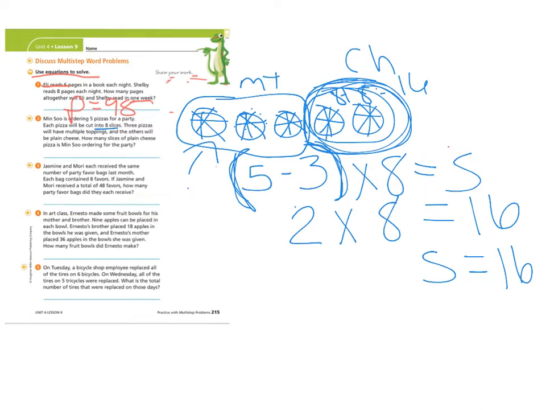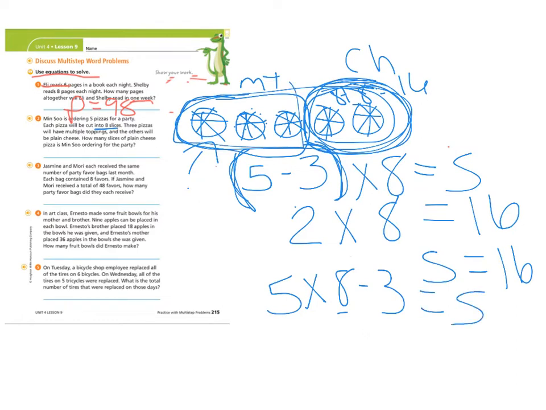All right. Another equation could be 5 times 8 minus 3. You could have taken all 5 pizzas, multiplied that by 8 for the slices, then subtract 3 for the multiple toppings, and that equals S. So either this equation or this equation would be correct. So there's 2 different ways you can write equations. All right, that is number 2.